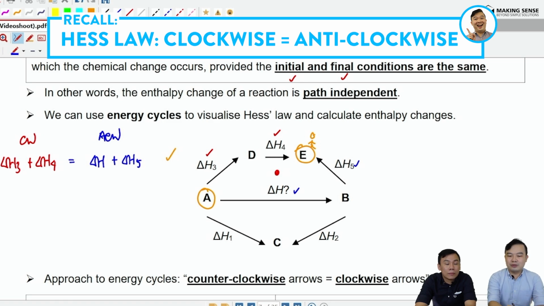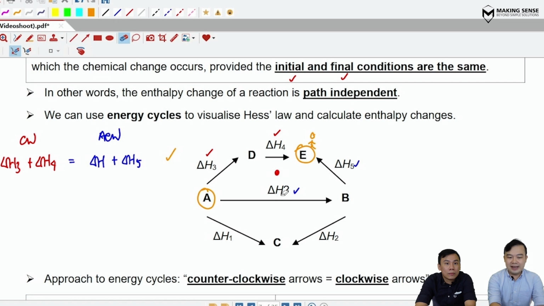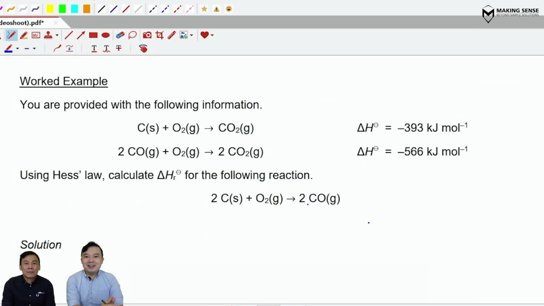And let's say if you are trying to find out the enthalpy change over here, the delta H, you can make delta H the subject of the formula, bearing in mind that the rest of the enthalpy changes are already known. So this is the application of Hess's Law. Shall we take a look at an example?